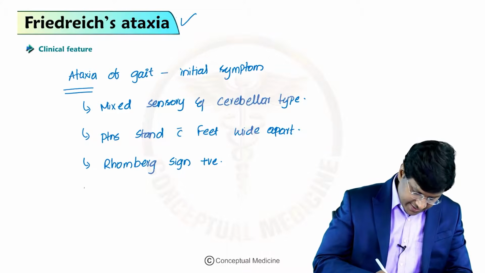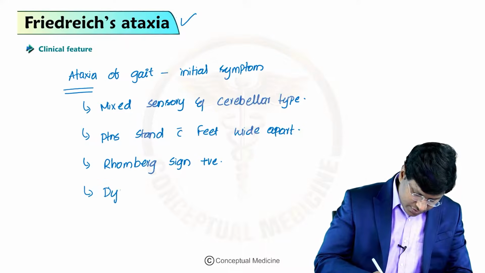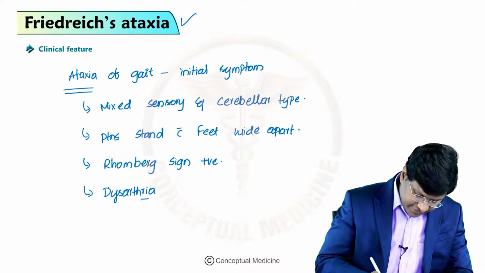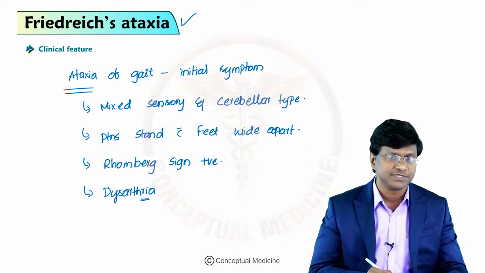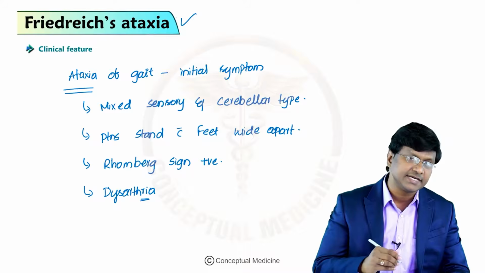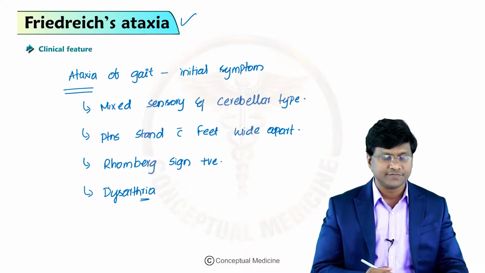Okay, and these individuals also have dysarthria. So why do you think they have dysarthria? That is due to difficulty in articulation of the speech. Right, what is dysarthria? Dysarthria is difficulty in articulation of the speech.